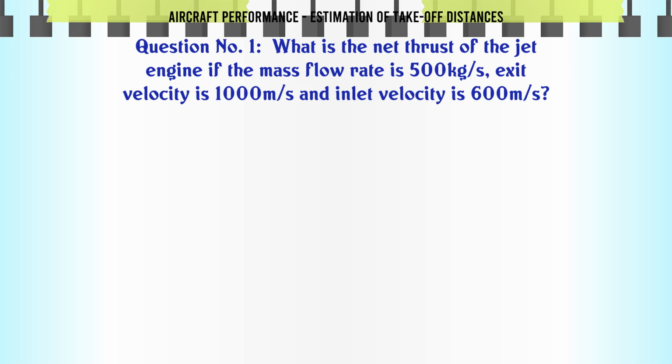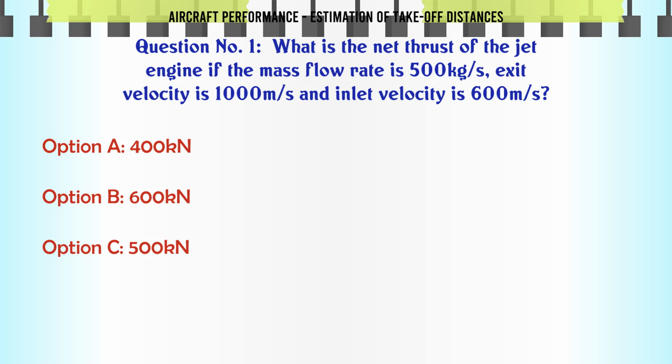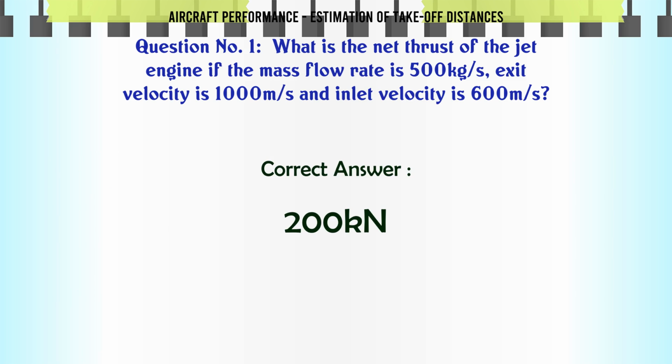What is the net thrust of the jet engine if the mass flow rate is 500 kg/s, its exit velocity is 1000 m/s and inlet velocity is 600 m/s? A. 400 kN. B. 600 kN. C. 500 kN. D. 200 kN. The correct answer is 200 kN.